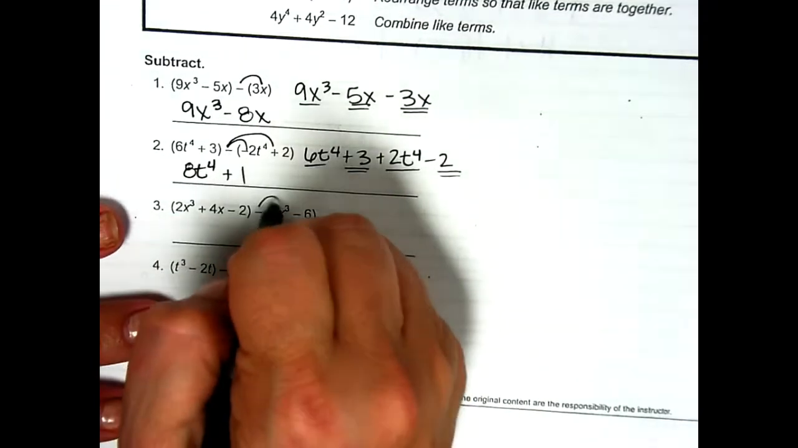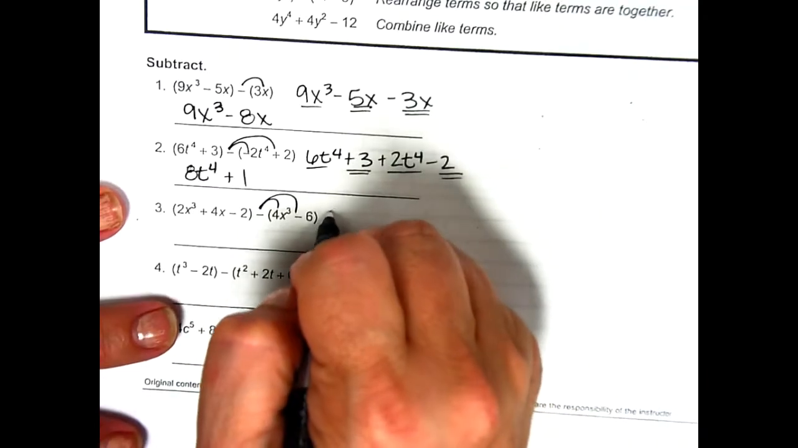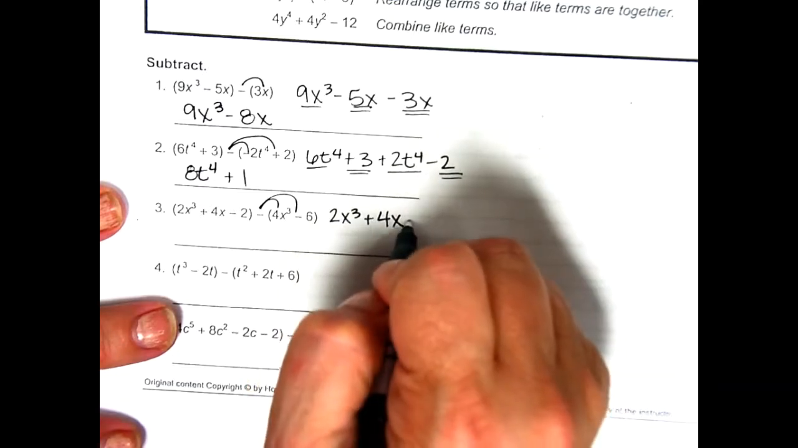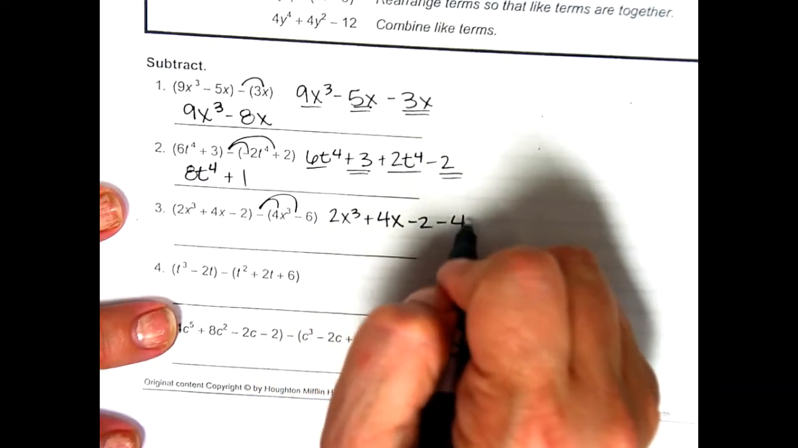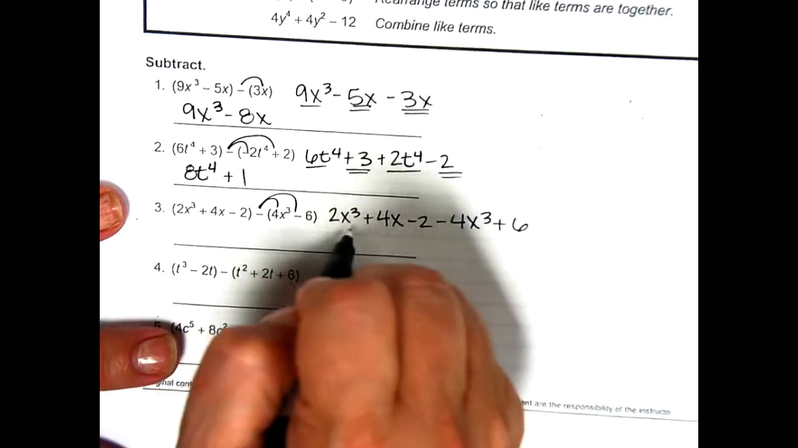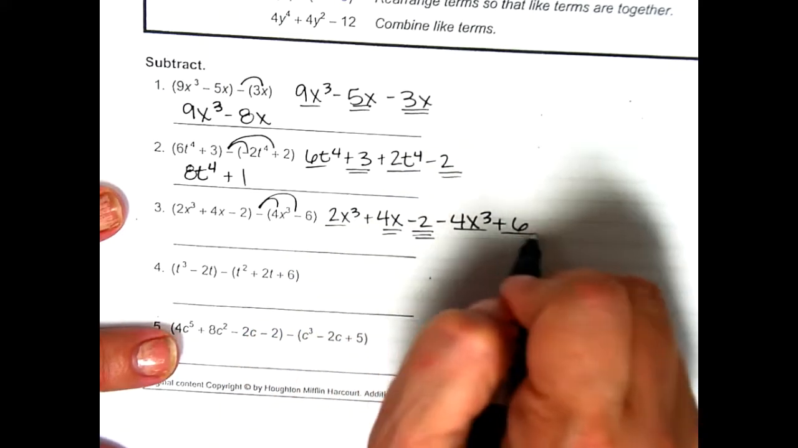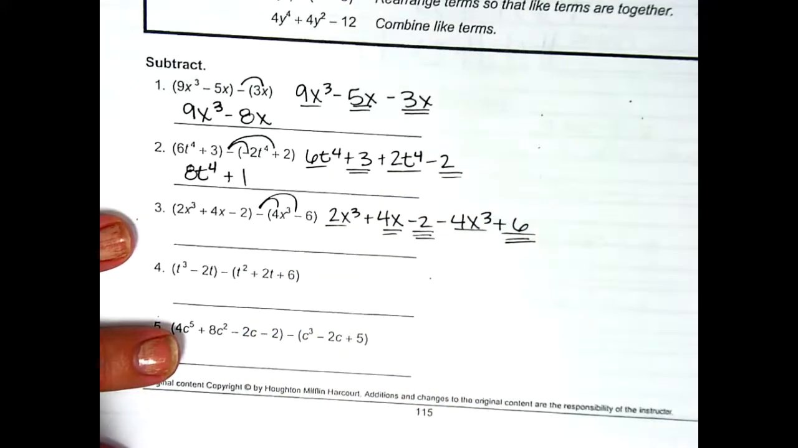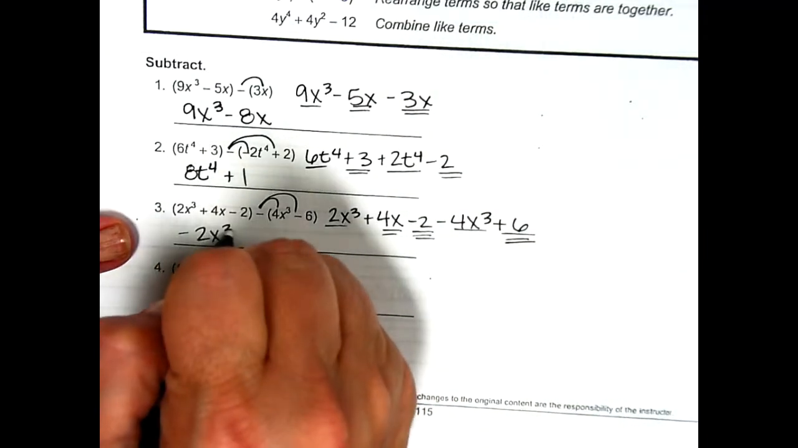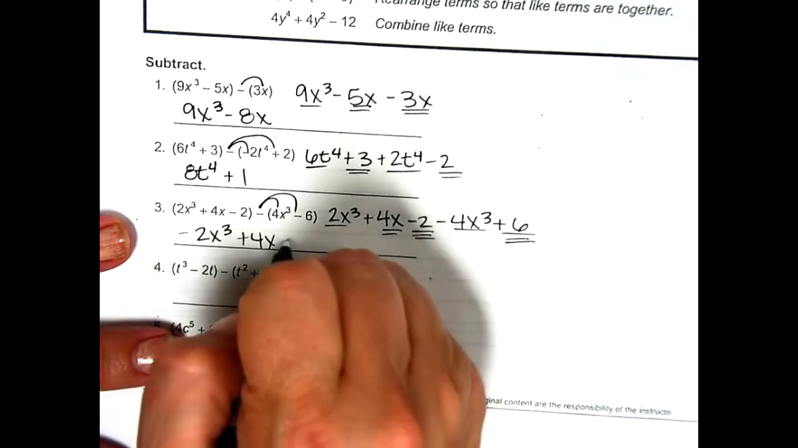Okay, on number 3, again, distribute to the 2 terms. So when I rewrite it, I have 2x cubed plus 4x minus 2 minus 4x cubed plus 6. One line under those, 2, and then 3 under the constants. So I have negative 2x cubed plus 4x plus 4.